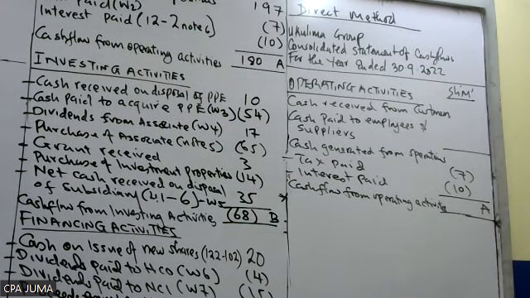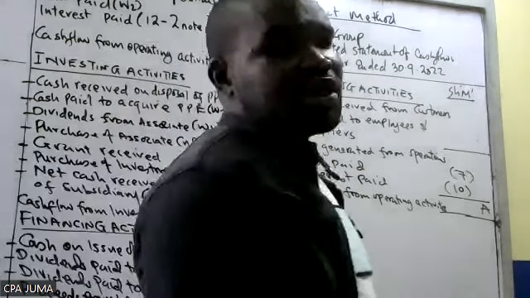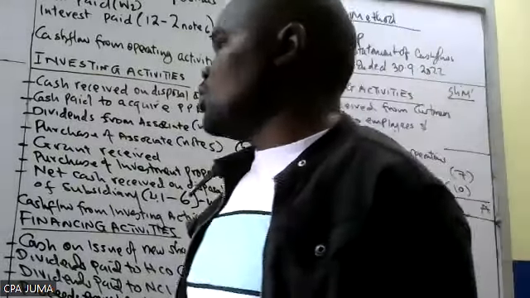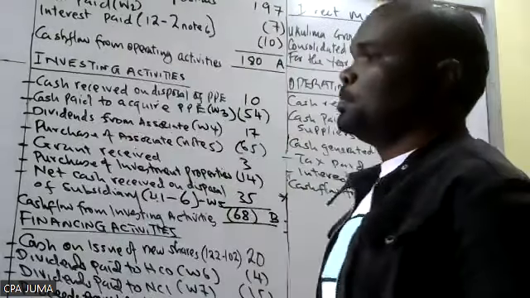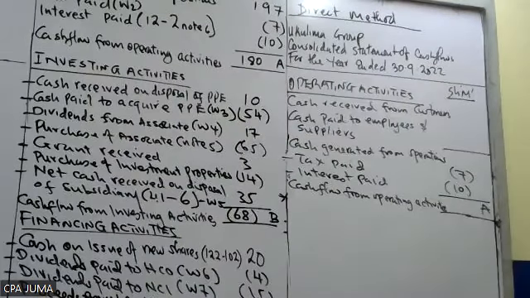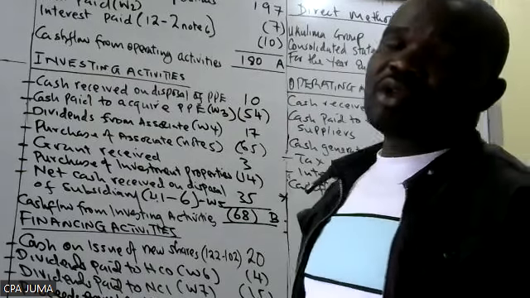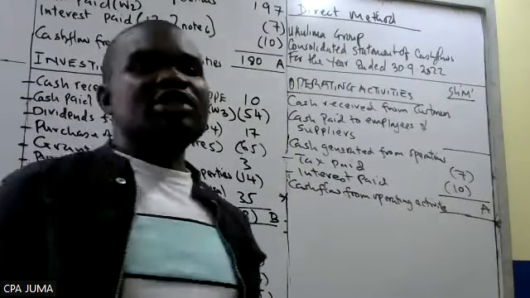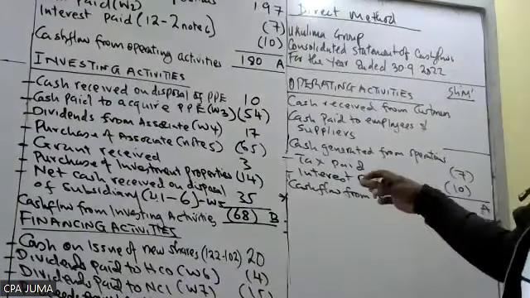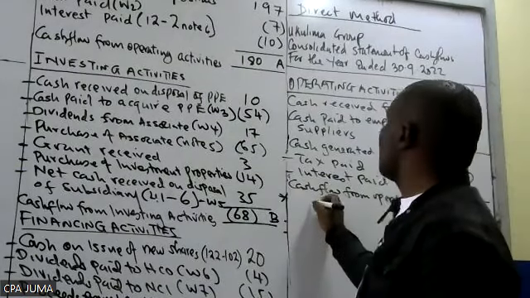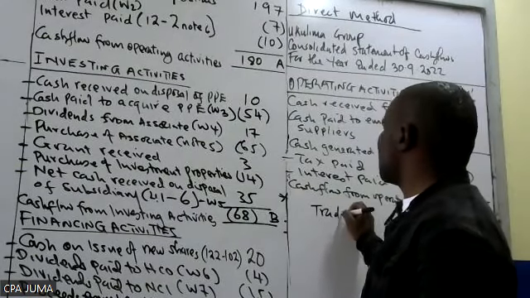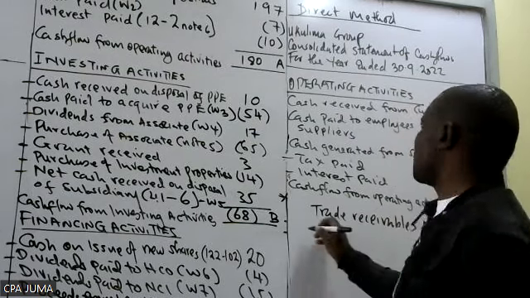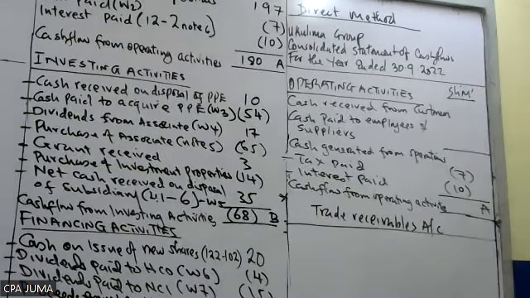To determine cash received from customers, reconcile trade receivables account as follows. So to determine the cash received from customers, you go for receivables. So down there, trade receivables account.